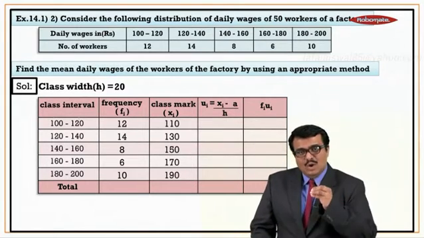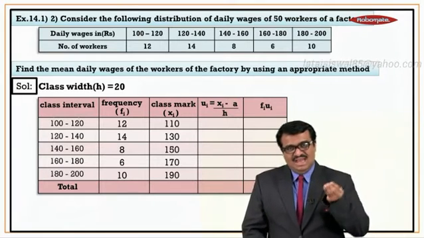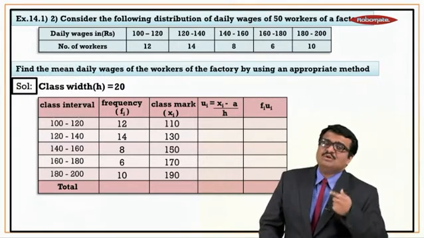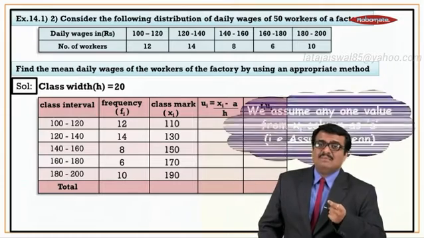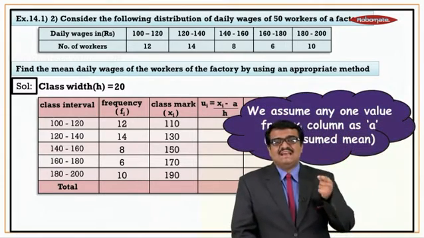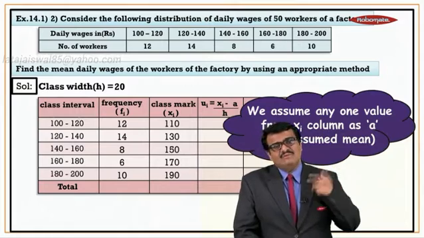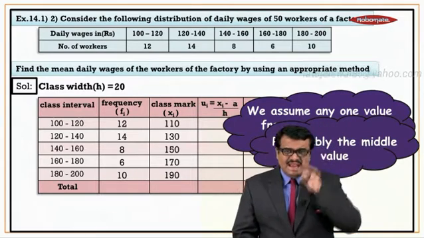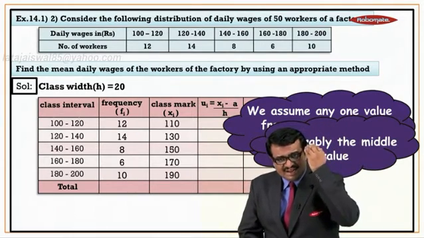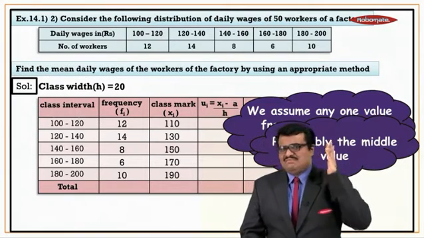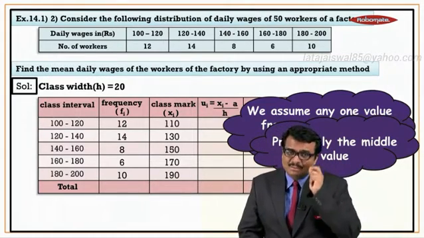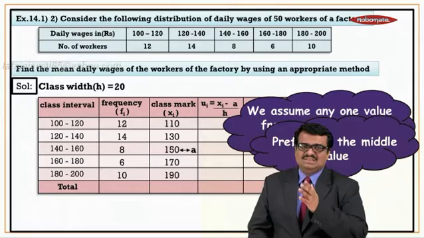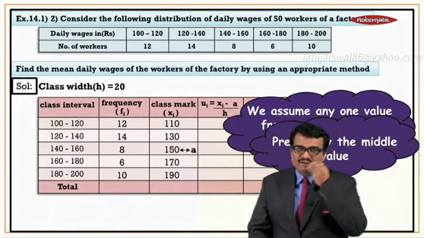Correct? Now ui is nothing but xi minus a upon h. xi is known, h is known. Now a, what is a? Assumed mean. We will assume a value. From where to assume a value? From where to take that a? We assume any one value from the xi column as a. That is the assumed mean. And which value? Preferably the value which is in the middle. Now the xi column, the third column, can you see that? We will take any one value as a. You can take a as 110 also. You can take a as 190 also. Any one value. But preferably the value which comes in the middle. The value which comes in the middle in this sum is 150. So we will take this as a. There is no compulsion. You can take any one value as a. Okay, so 150 we are taking as a.